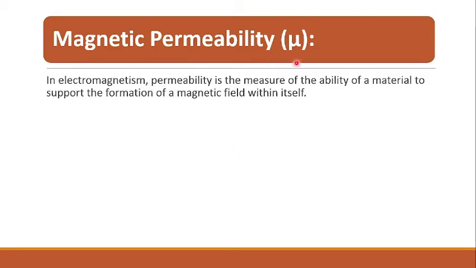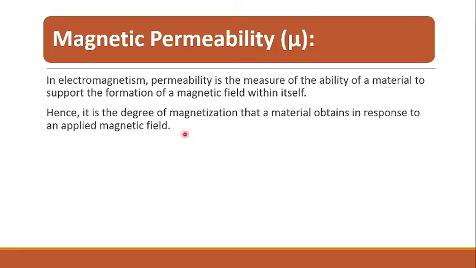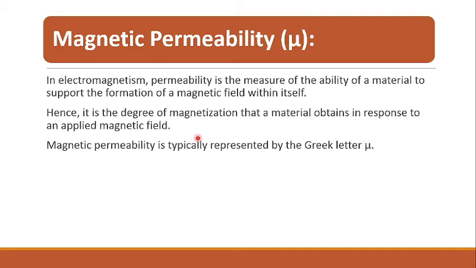Let us move to another property, magnetic permeability. It is denoted by mu. So in electromagnetism, permeability is the measure of the ability of a material to support the formation of a magnetic field within itself. Hence, it is the degree of magnetization that a material obtains in response to the applied magnetic field. Magnetic permeability is typically represented by the Greek letter mu.